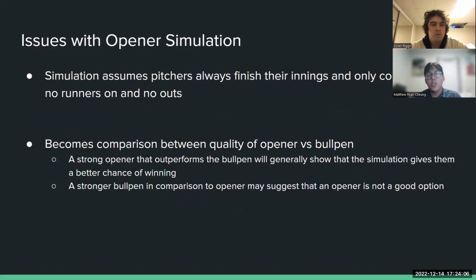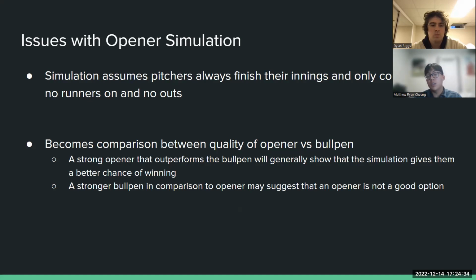Some issues we saw with our opener simulation are that the simulation assumes that pitchers always finish their innings and can only come in with no runners and no outs. This doesn't really make sense, as a reliever typically will come in with runners on or with outs in the inning. And since we allotted each starting pitcher to pitch exactly 5 innings, regardless of the scenario, they will allow the same amount of expected runs.